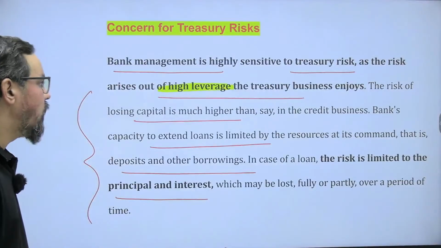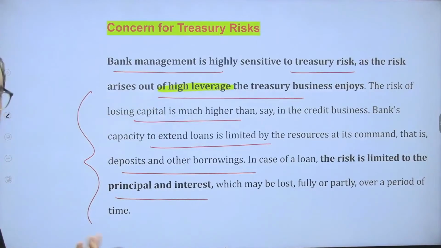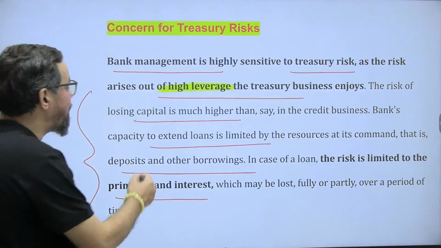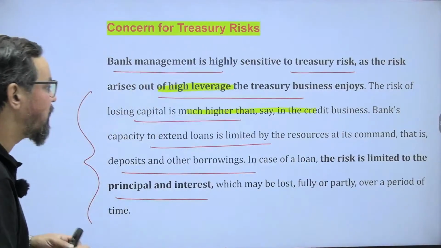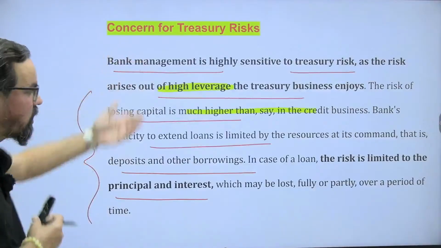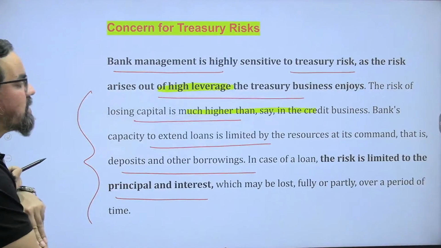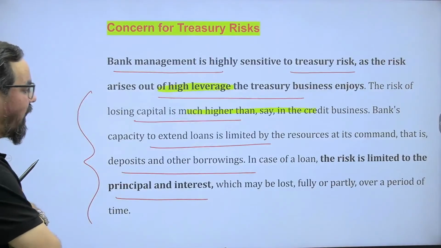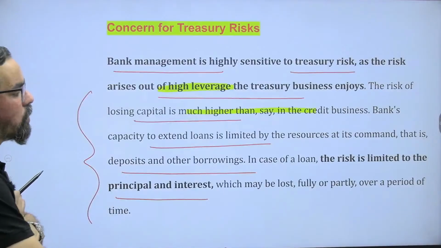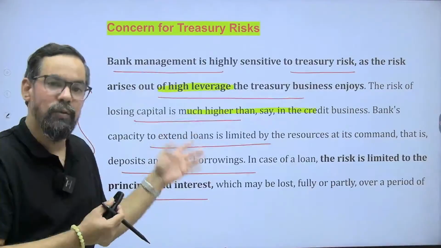So that is the high leverage the treasury business enjoys. That is the benefit. The risk of losing capital is much higher than in the credit business, compared to the credit business. The bank's capacity to extend loans is limited by the resources at its command, that is deposits and other borrowings. In case of a loan, the risk is limited to the principal and interest, but here you can lose everything.